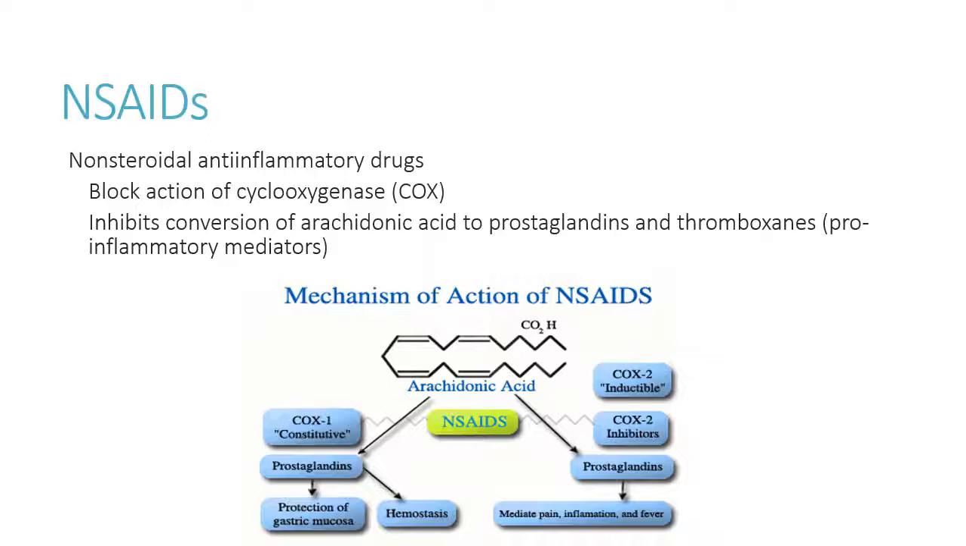Again, anyone remember which one is expressed all the time? It's COX-1, right? That's called constitutive because it is around all the time. COX-2 is going to be what we call inducible, right? So that's going to be when you actually have inflammation occurring. This is what gets upregulated in those cases.